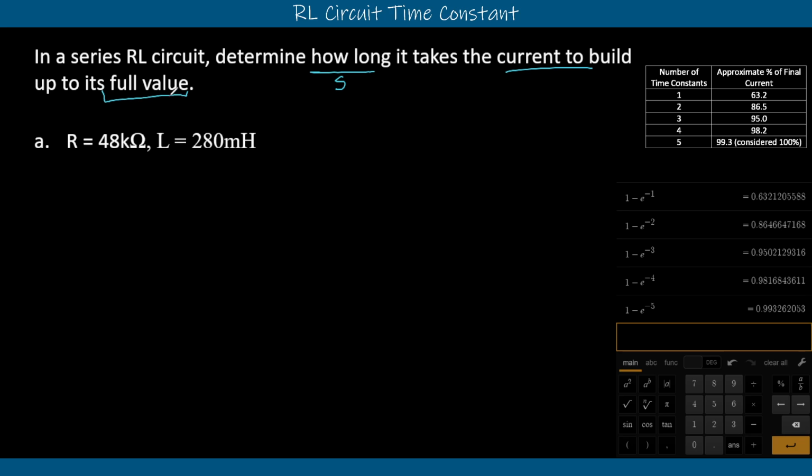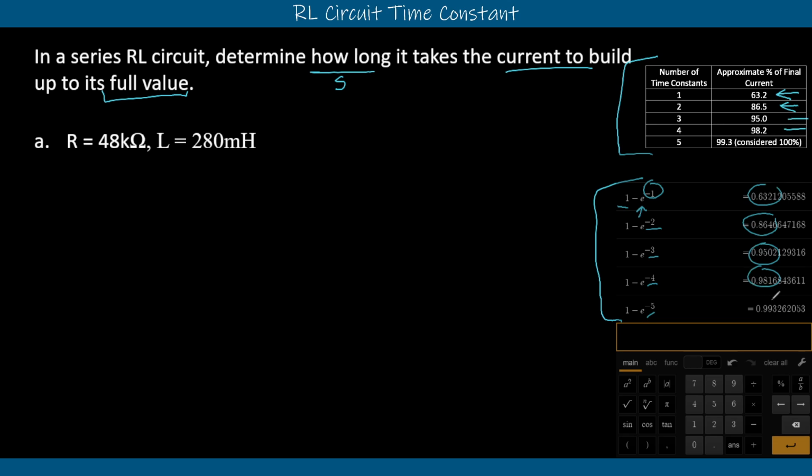Our inductors actually never get to a full value, so we use a logarithmic scale to identify that, and we call that our time constant. I brought that table out over here, and I even calculated each one of the time constants. It's 1 minus e to the -1, -2, -3, -4, and -5, and those represent the different time constants. We see 63.2 right there, and 86.5 right there, and each one of these represents our different time constants.